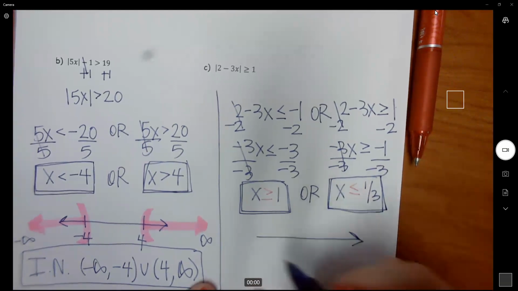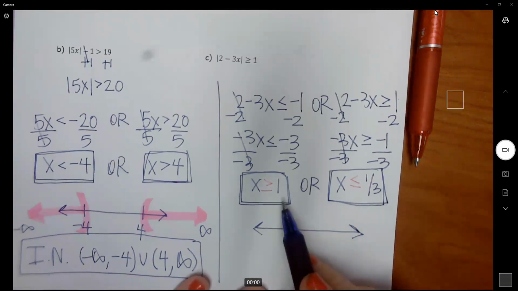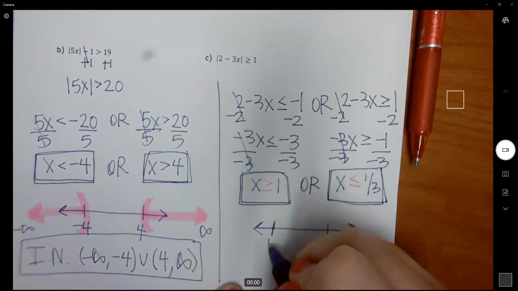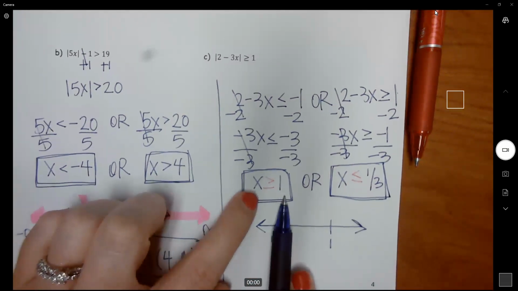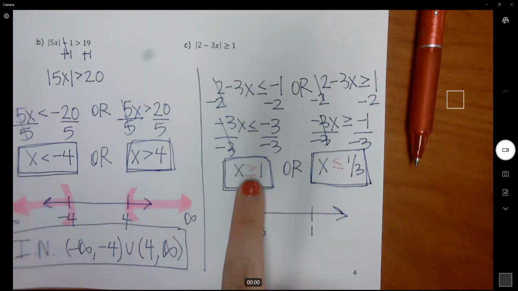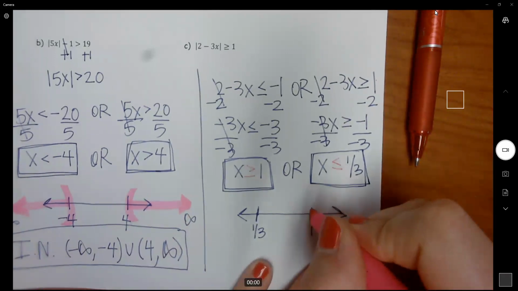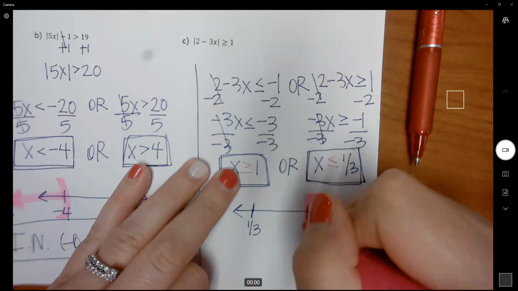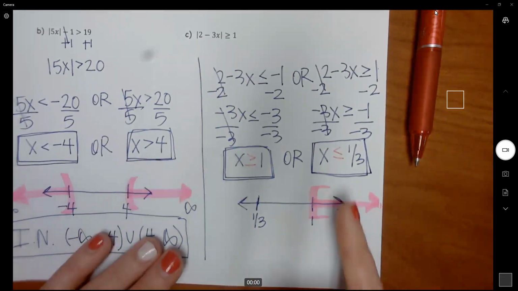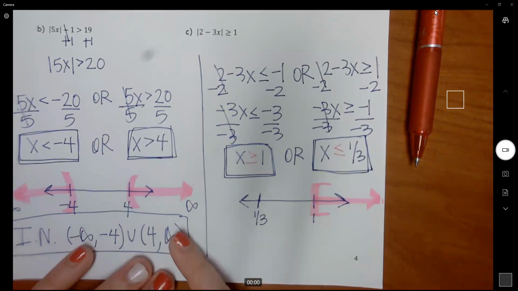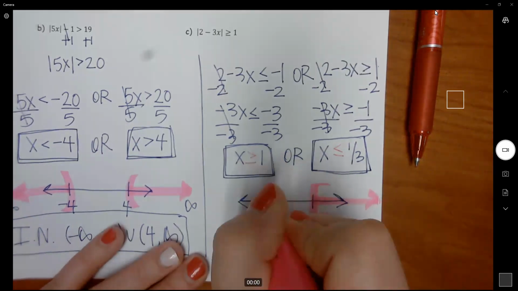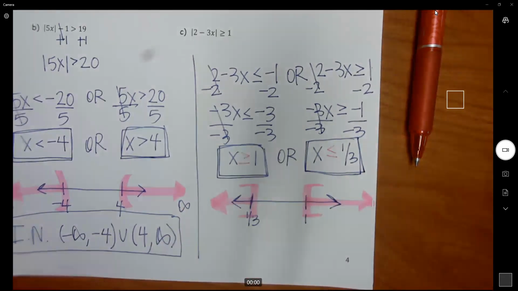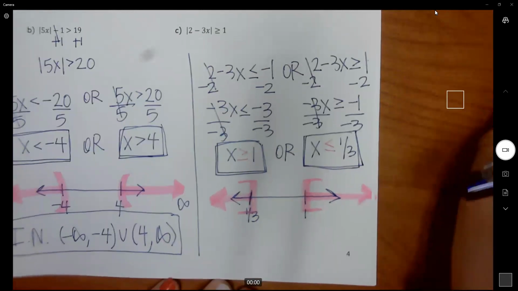Okay. So let's graph. I've got 1 and 1/3. For 1, it's pointing to the right, so we are shading to the right. And because it's or equal to with that line under it, we get a bracket. And then at 1/3, it is pointing to the left. So I am shading to the left. And it's going to be also a bracket because it's or equal to.